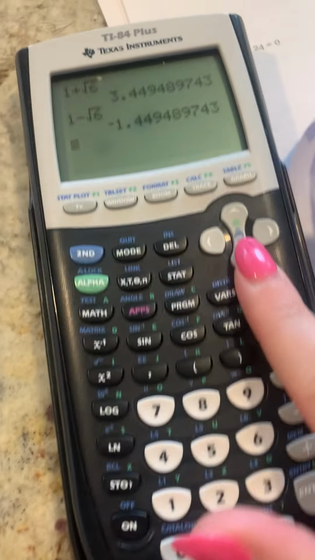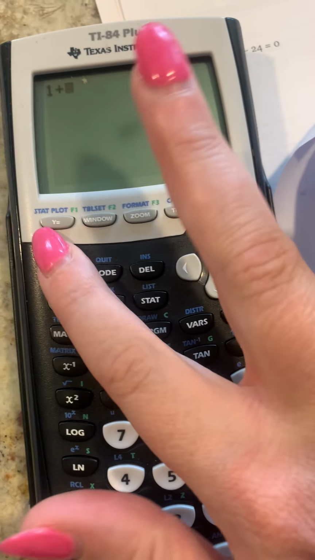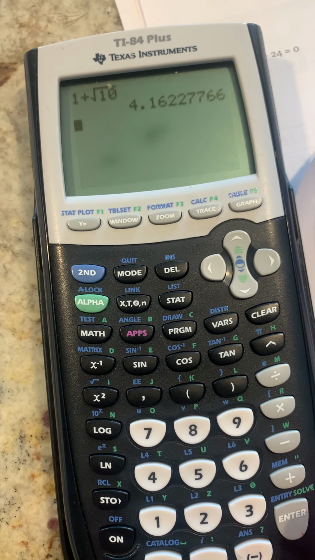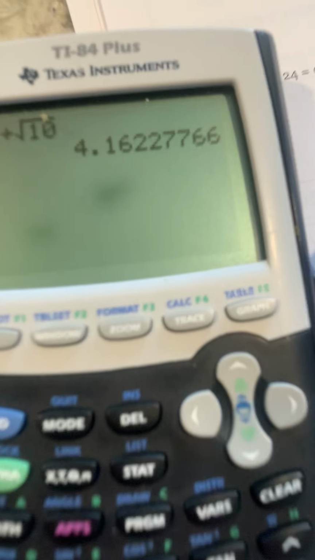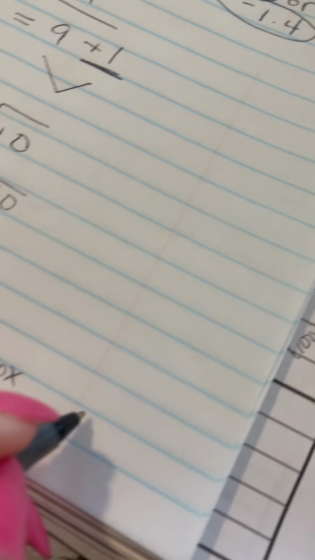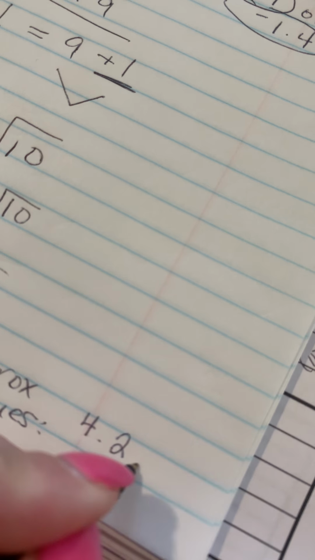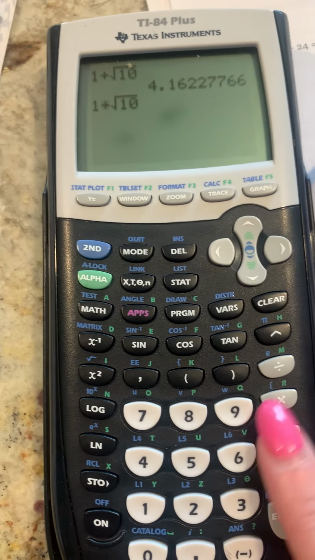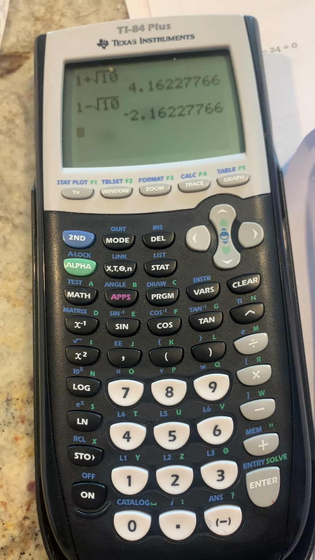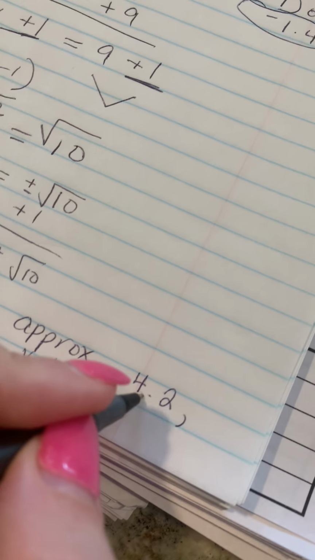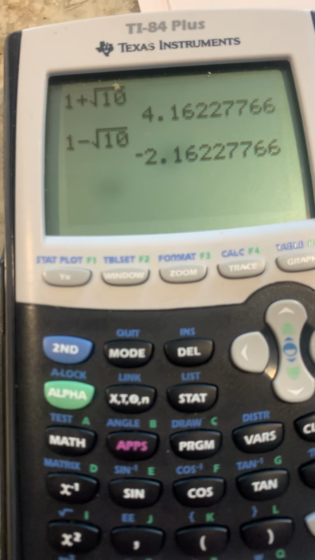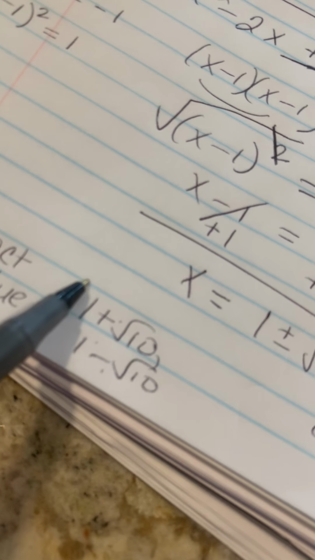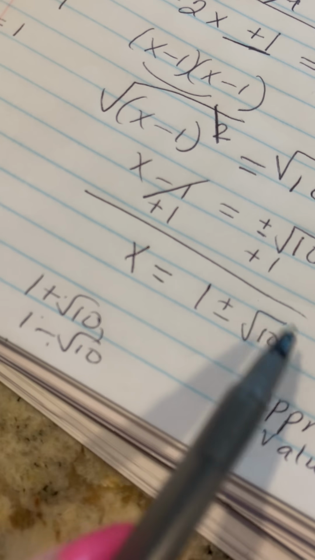So the approximate value would be found in our calculators. 1 plus the square root of 10. All right, so that's approximately 4.2, right? 4.16 would be approximately 4.2 if we did it to the nearest tenth. And then the other value we would find by doing 1 minus the square root of 10, which is the other exact value. That's about negative 2.2, because it's negative 2.16, so the 6 turns the 1 into a 2. So those are my approximate values, and those are my exact values. But most of the time, you can just give your answer that way.